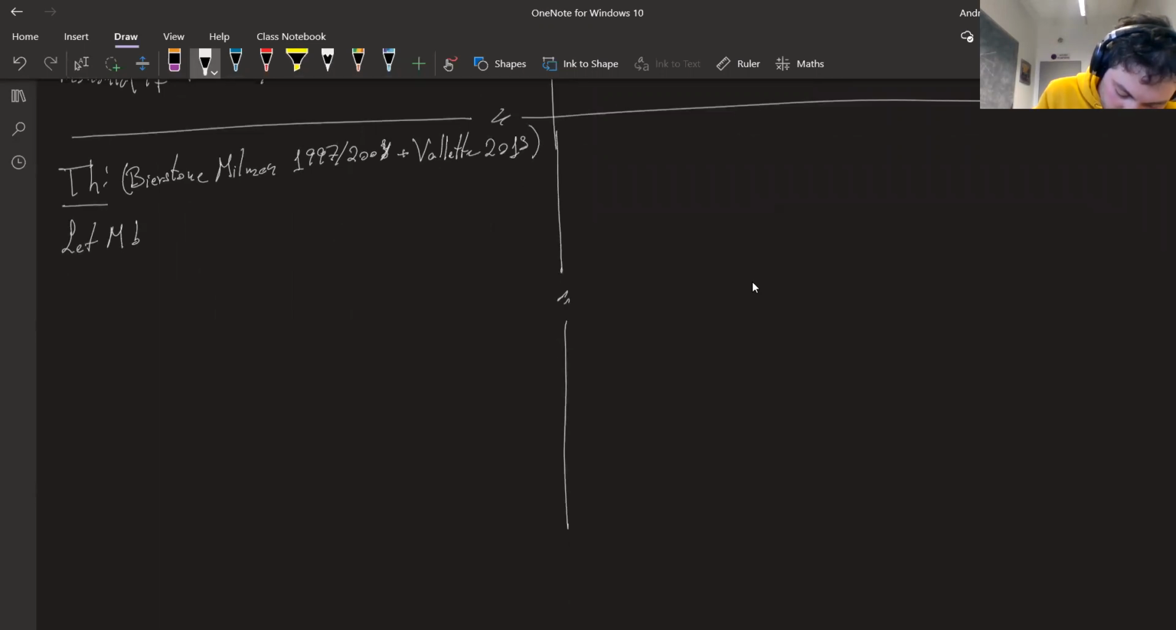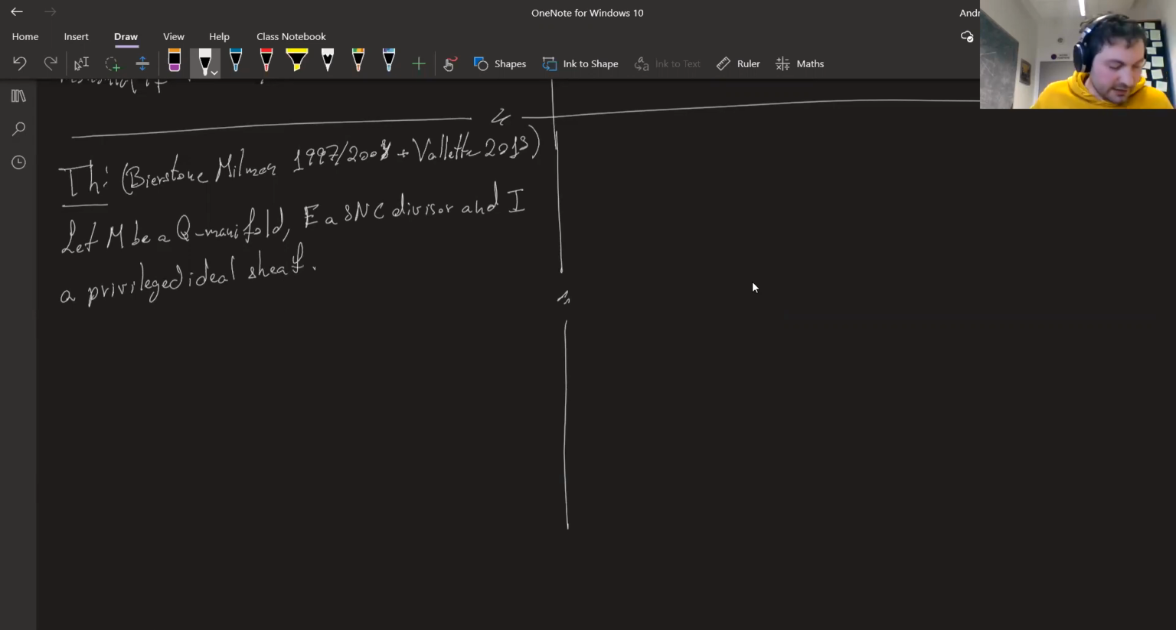Let M be a manifold, E a simple normal crossing divisor, and I a privileged ideal sheaf. Now there's a technicality when we work outside of the algebraic category that we should restrict ourselves to relatively compacts. So we're going to say that.